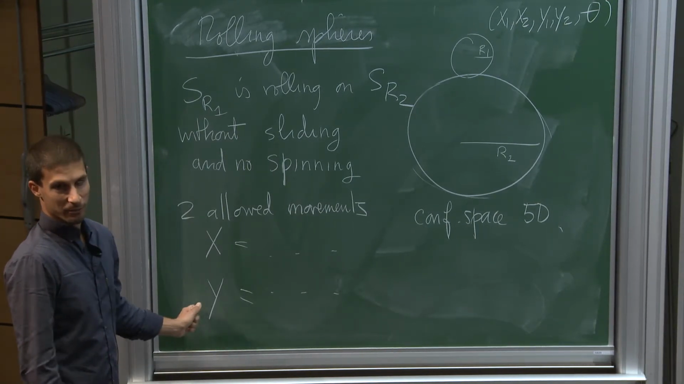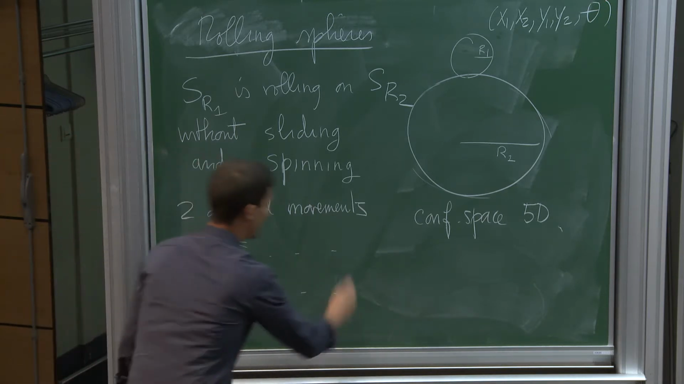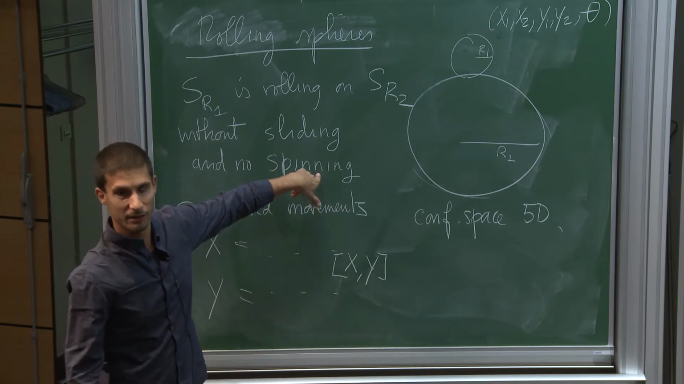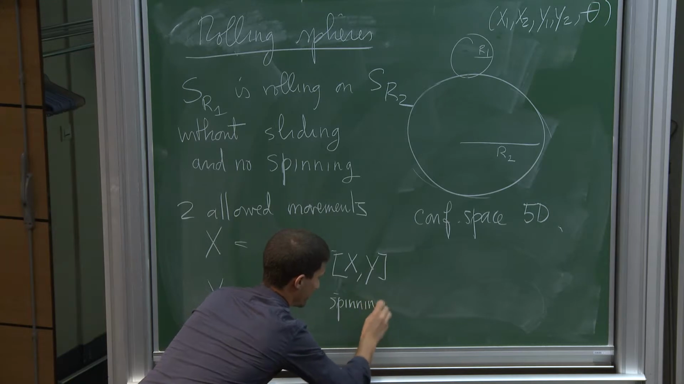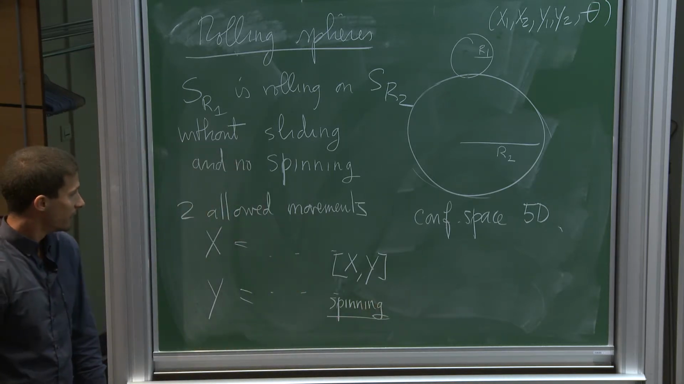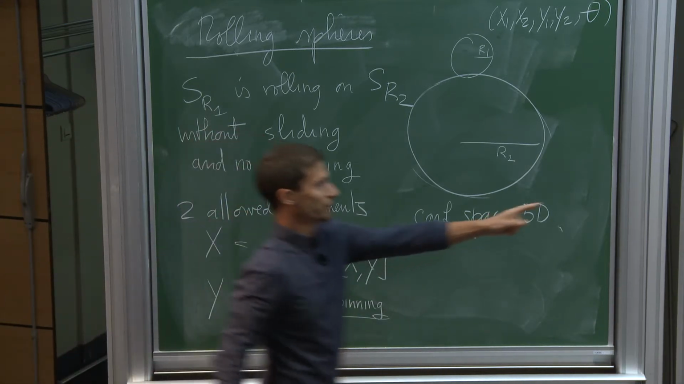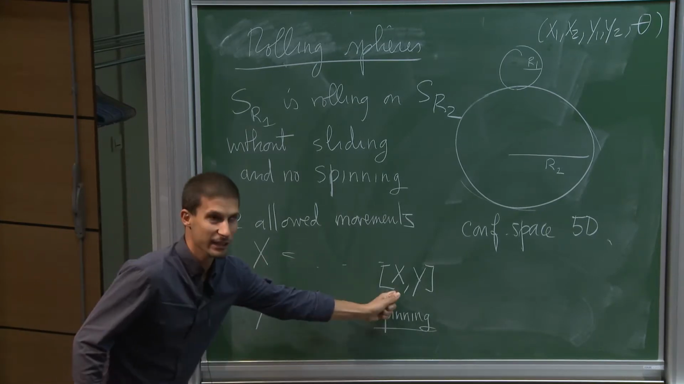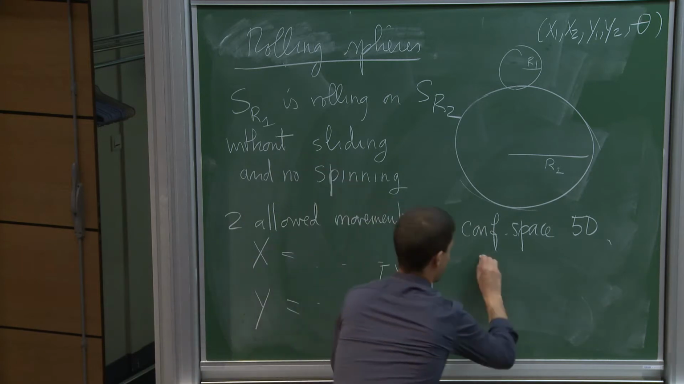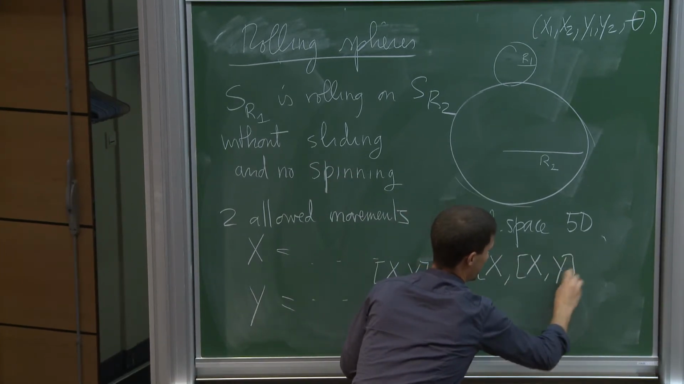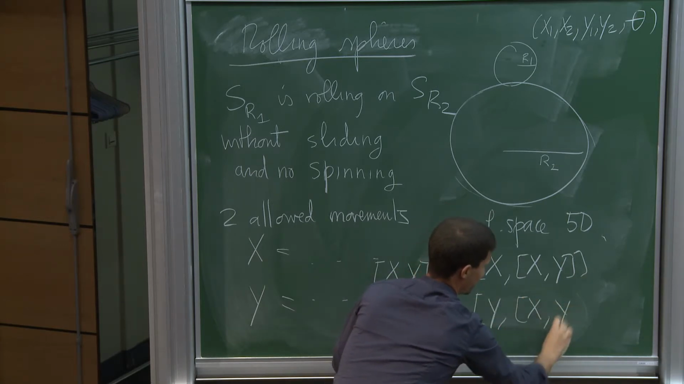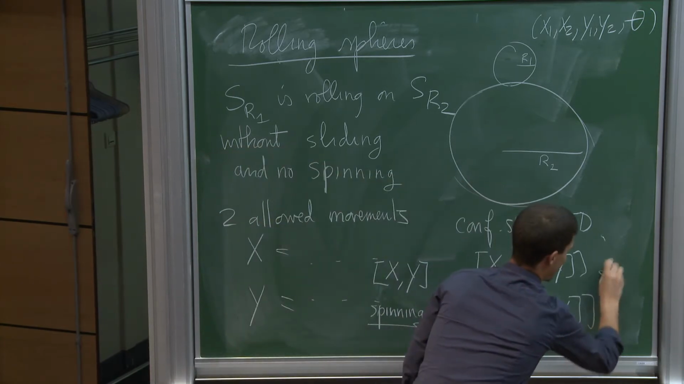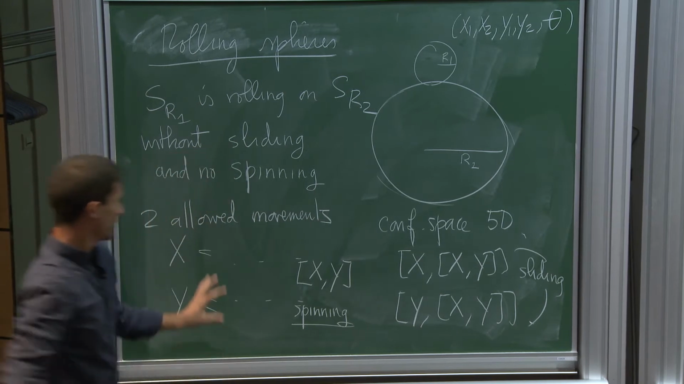Since we have two of them, we can just compute one bracket, and indeed if you compute this first bracket you will get the spinning movement. Okay, spinning movement. And so what you have to do to use this theorem is now to do a commutator, so a combination of this with this and this with this. Okay, so what does it mean? It means to compute this and to compute this. Okay, in this case you will recover the sliding.